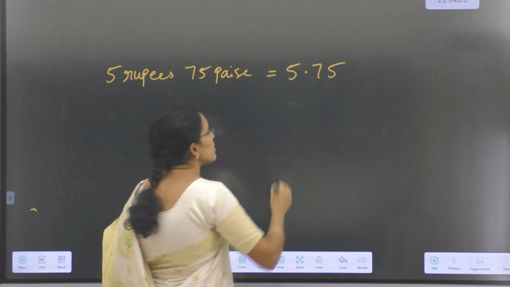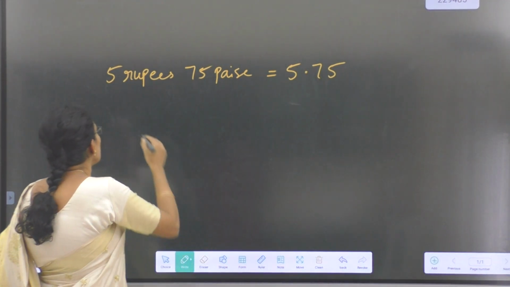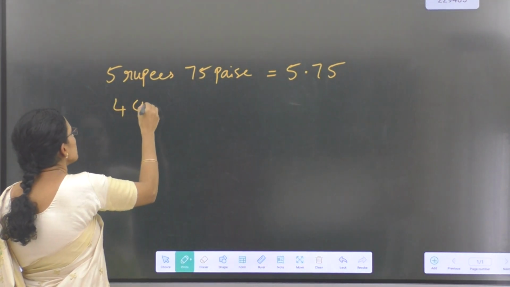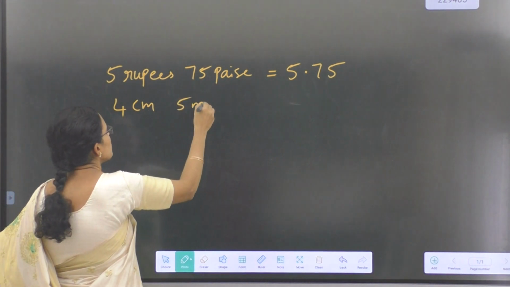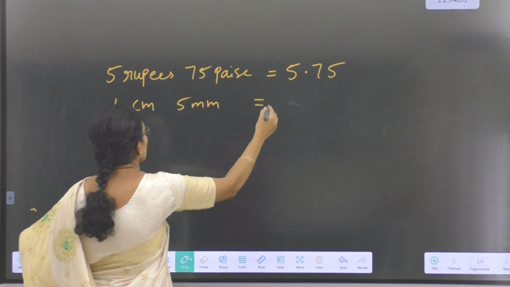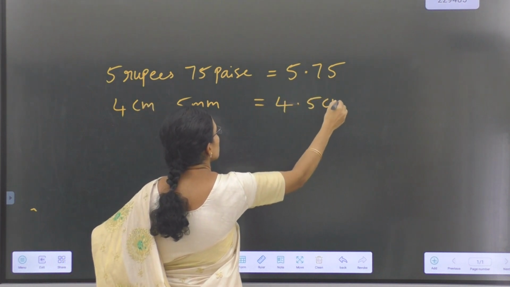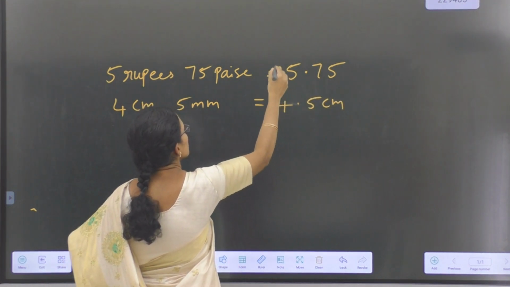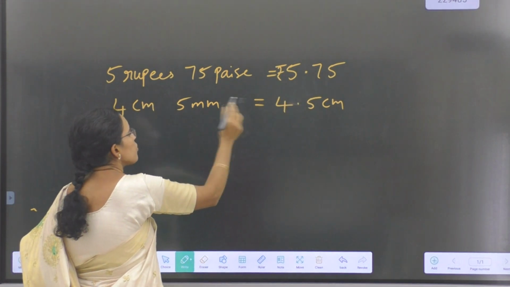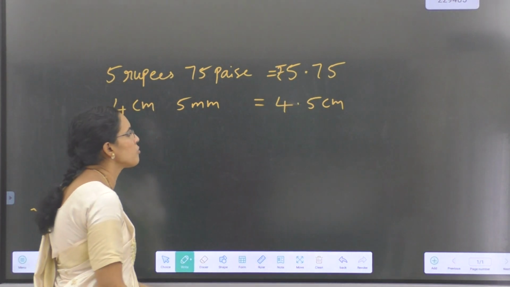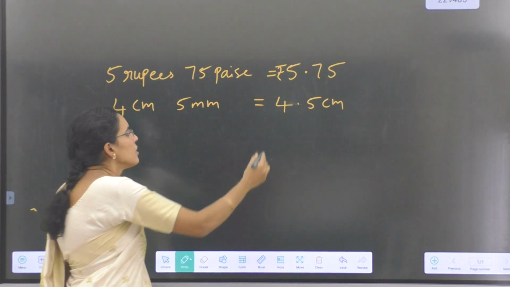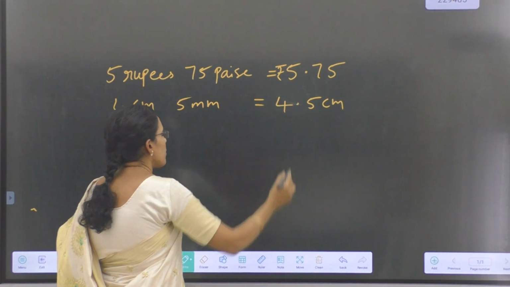A dot represents a decimal point. And 4 centimeters, 5 millimeters, we write this as 4.5 centimeters. Okay, this is rupees, 5.75, and 4 centimeters, 5 millimeters is 4.5 centimeters. This dot represents the decimal point.